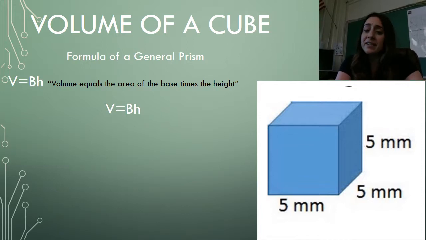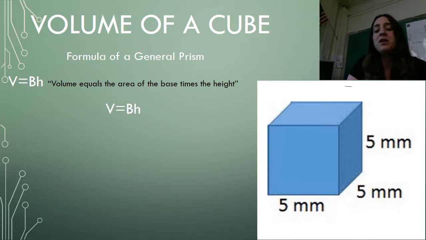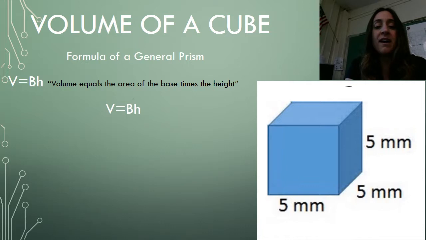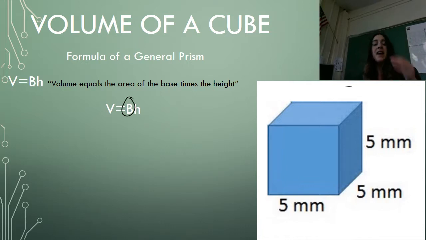When I'm thinking about this, I need to think about, well, what is the base of a cube? What shape makes the base of a cube? Well, the shape of the base of a cube is a square, okay? So I'm going to rewrite my formula. Instead of having this capital B, this area of the base, I'm going to change it.